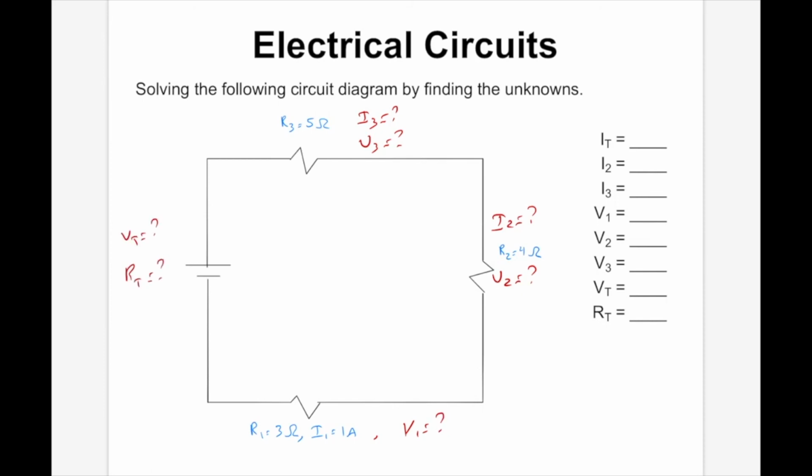So there's lots of things we can do. The first thing we've got to start with is the one that we can figure out. We have two of the unknowns in the bottom here. Again, we're going to use V equals I times R.